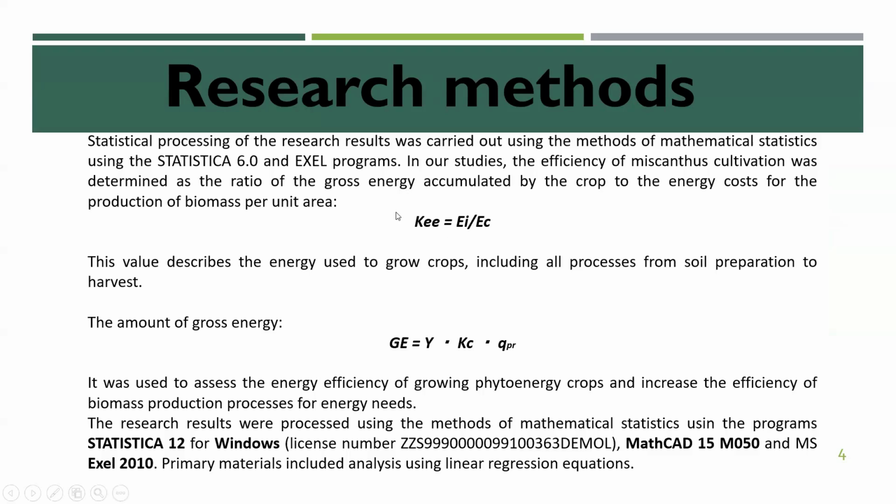In our studies, the efficiency of miscanthus cultivation was determined as the ratio of the gross energy accumulated by the crops to the energy cost for the production of biomass per unit area. This value describes the energy used to grow crops, including all processes from soil preparation to harvest, and the amount of gross energy. It was used to assess the energy efficiency of growing phytoenergy crops and increase the efficiency of the biomass production process for energy needs.